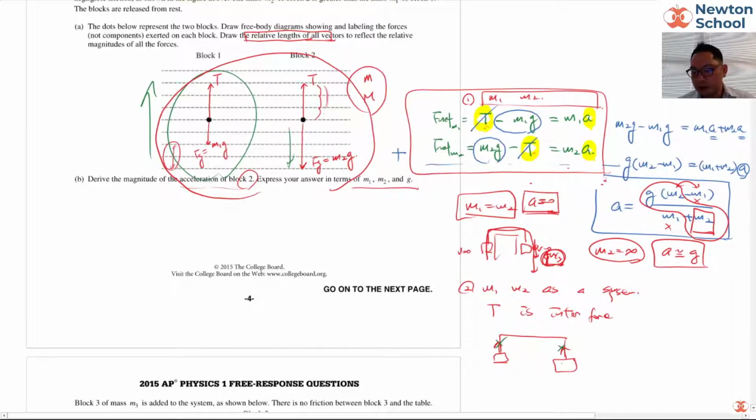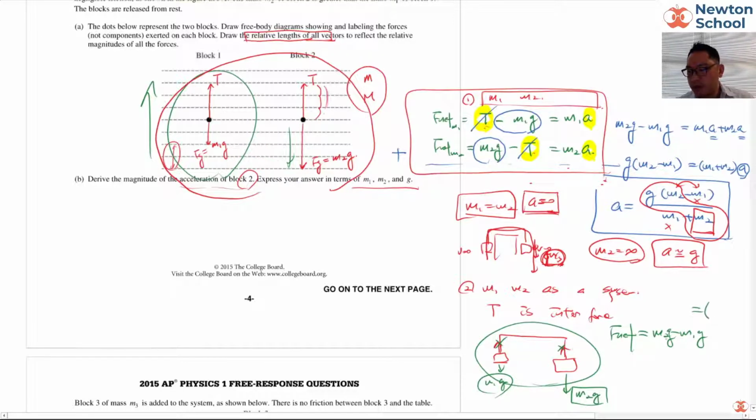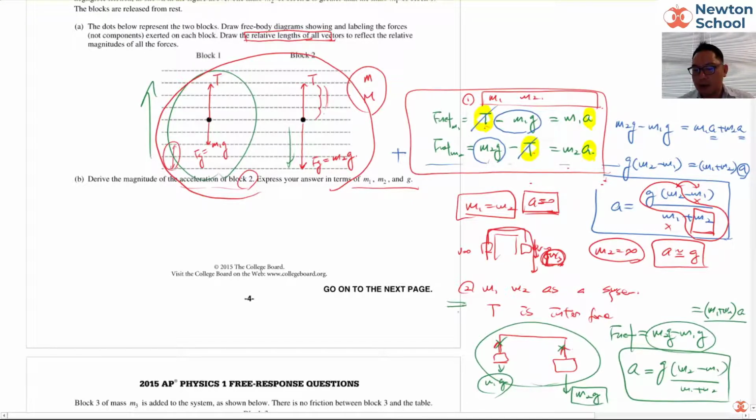The only external force of the system is this force, which is gravity of M2G, the heavier mass, and this force, which is M1G. So the net force on the system will be M2G minus M1G, which equals MA. Because you think of it as a system, you have to use the total mass, M1 plus M2, times A. So basically F equals MA, and you'll end up with the same answer at the end. Acceleration will be, if you factor G out, G times M2 minus M1 over M1 plus M2, right? So that's another way to look at it if you think of this as a system.